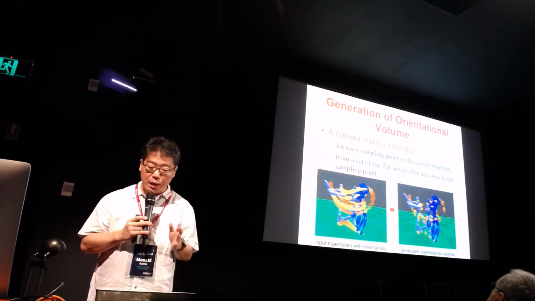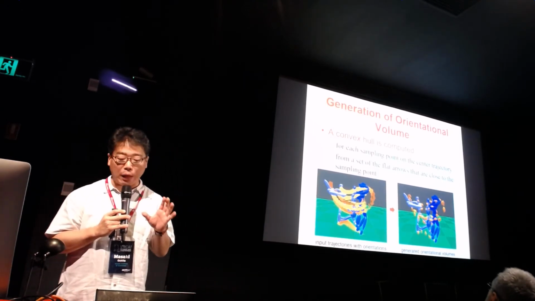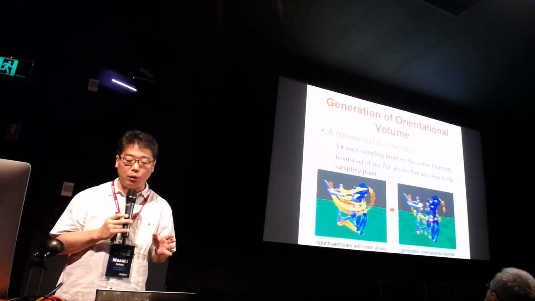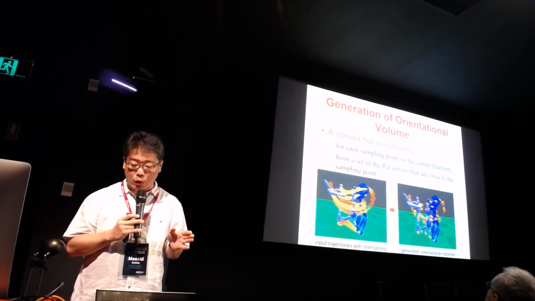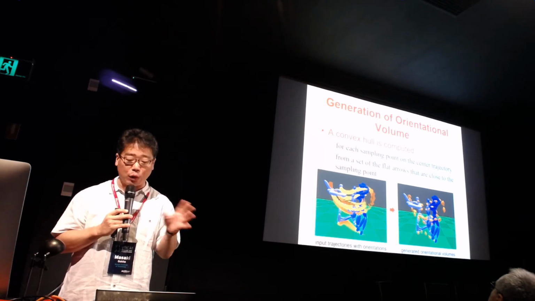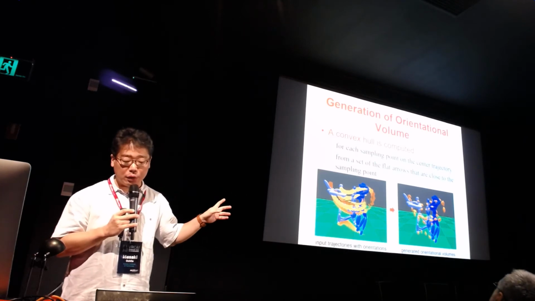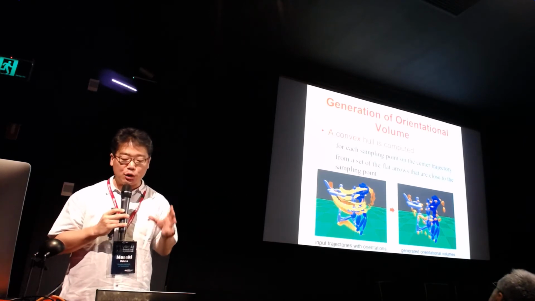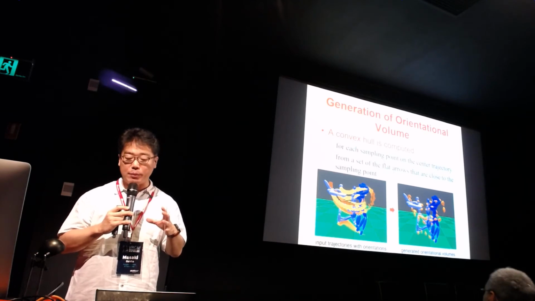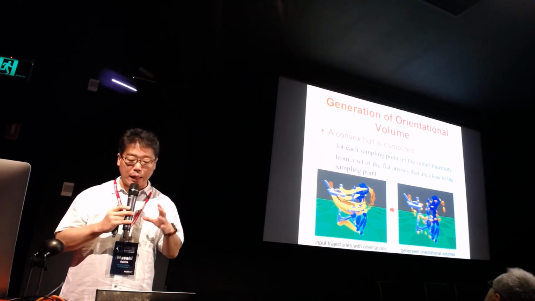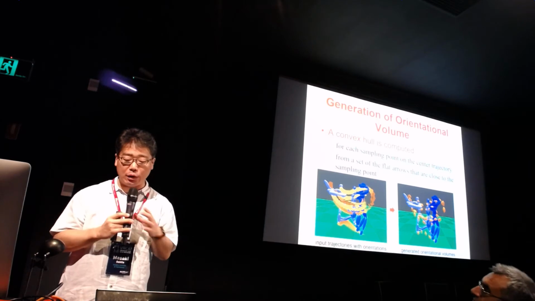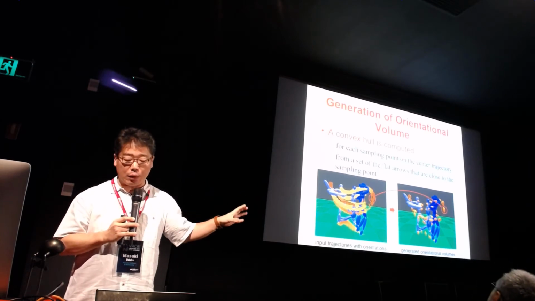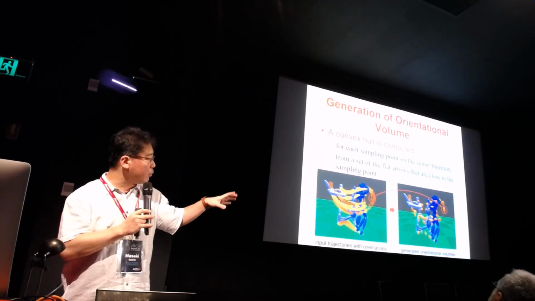So to visualize an orientation volume, a convex arrow is computed for each sampling point on the center trajectory from a set of flat arrows that are close to the sampling point, as shown in this example. A convex arrow is a geometrical shape that contains all sample points, and the orientation volume is generated from the vertices of the flat arrows that are associated with each sampling point.